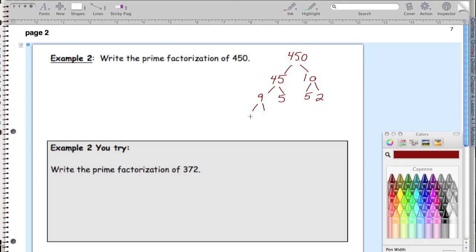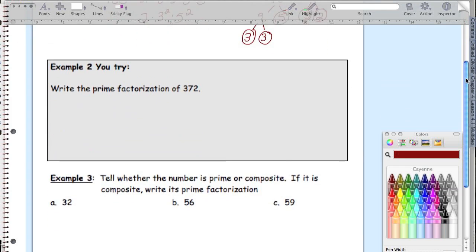9 and 5 could break down. 9 is not prime, but 3 times 3, and those are prime numbers. 5 is prime, 5 is prime, 2 is prime. So now, just following these, it looks like the bulbs on a Christmas tree, we can write our prime factorization, which is writing a number as a product of the prime factors. So we have 2 times 3 times 3 times 5 times 5, and we want it to go in numerical order. So the final answer would be 2 times 3 squared, because there's 2 of them, times 5 squared, because there's 2 of those. And you can check it by multiplying all these together, and you should get 450 back.